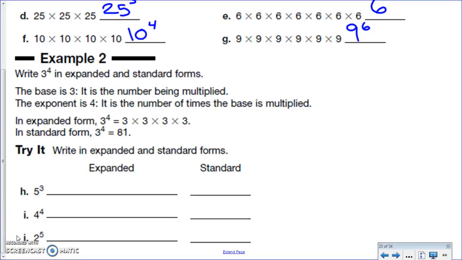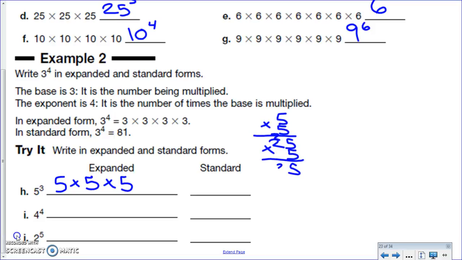For H, we have 5 to the 3rd, so first we're going to write it out in expanded form, 5 times 5 times 5. Next, we're going to do the multiplication. We know 5 times 5 is 25, and then 25 times 5 is 125. So in standard form, 5 to the 3rd equals 125.